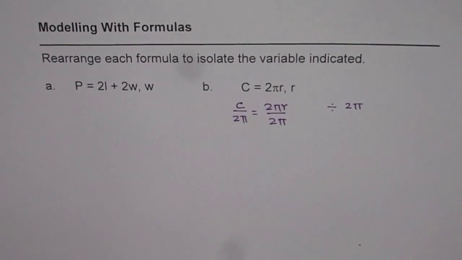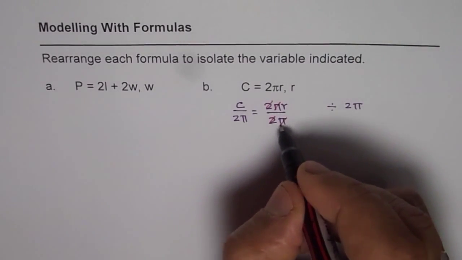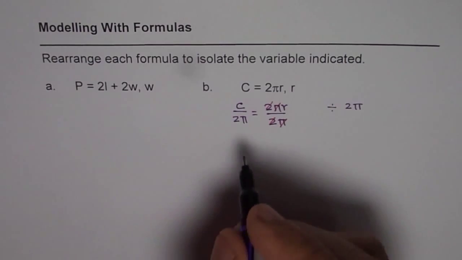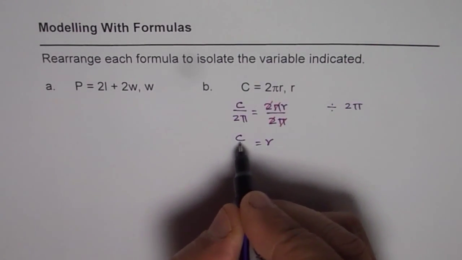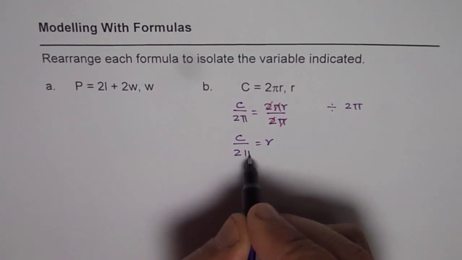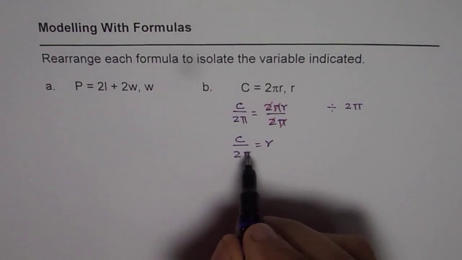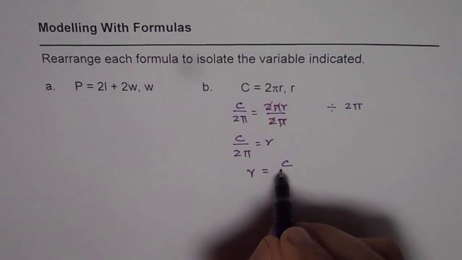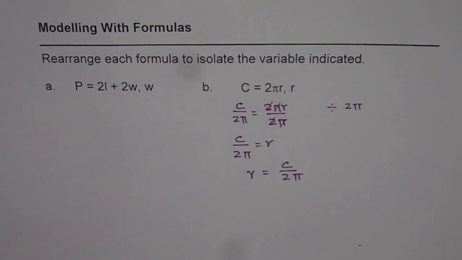So once we do this, you can notice that on the right side, we cancel: 2 divided by 2 is 1, pi divided by pi is also 1, and 1 times r will be r. So we are left with r on the right side and C divided by 2 pi. So we have effectively isolated r. Now from the reflexive property, we can write this as r equals C over 2 pi, right? So that is how we can isolate r.